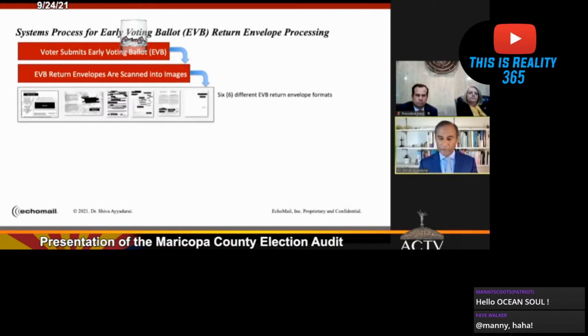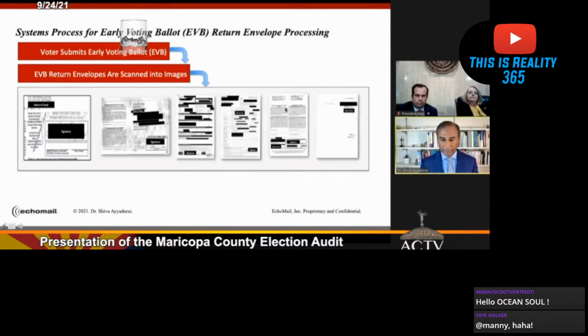And those create images. In fact, there are 6 different kinds of EVB return envelope formats. Let me walk you through some of them. And here's sort of a little bit closer, but let me walk you through some of them.